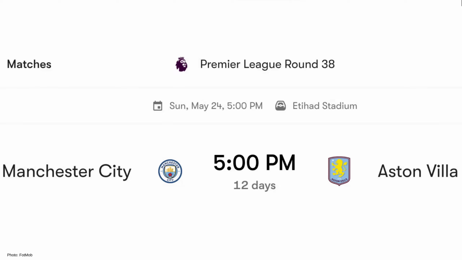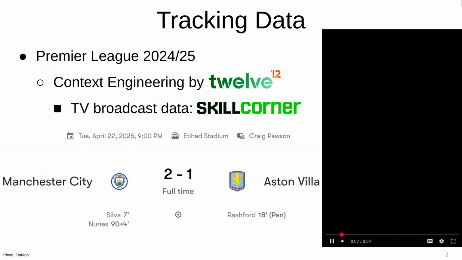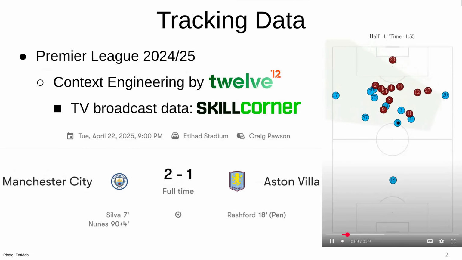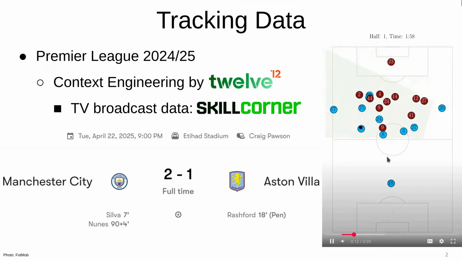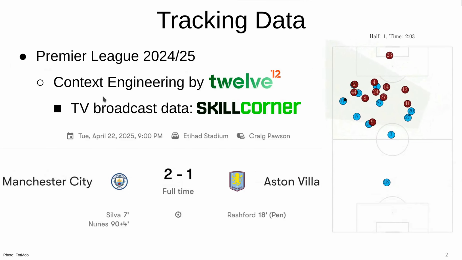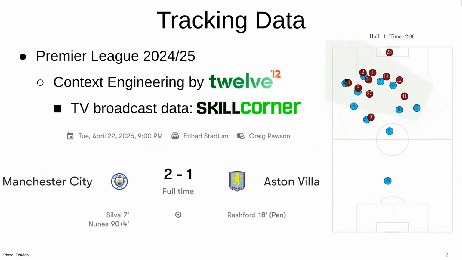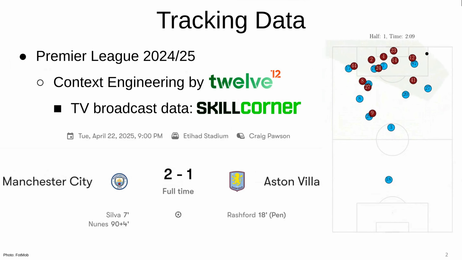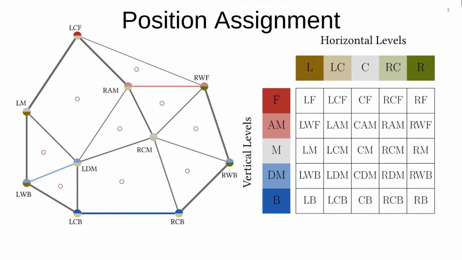On Sunday, Manchester City is hosting Aston Villa in the last match of this season. Looking back into the last time these two teams faced each other in the same stadium, we can pick the tracking data provided by SkillCorner and offered as part of the context engineering course offered by 12 to study each team's formation and individual players' position.